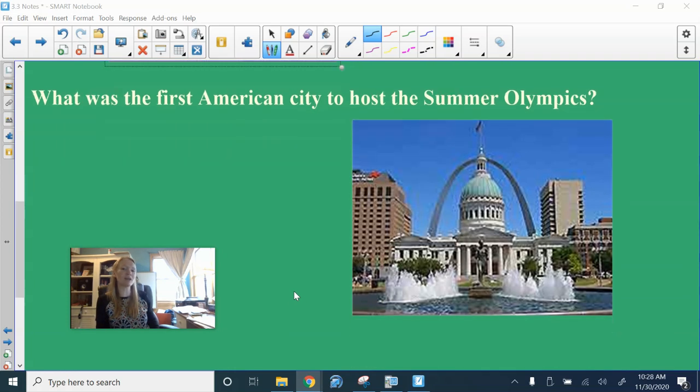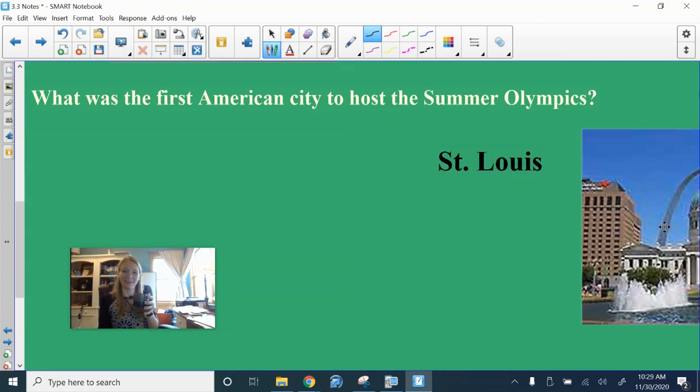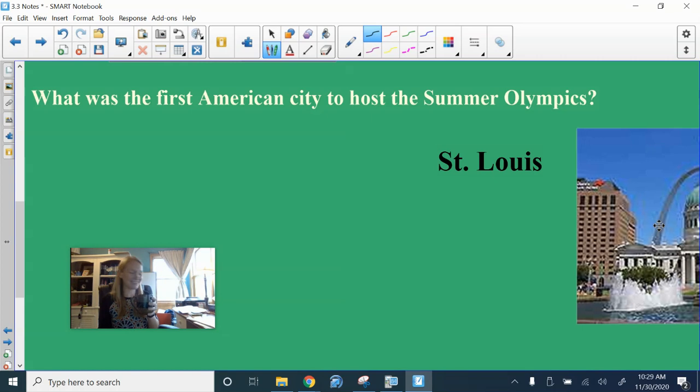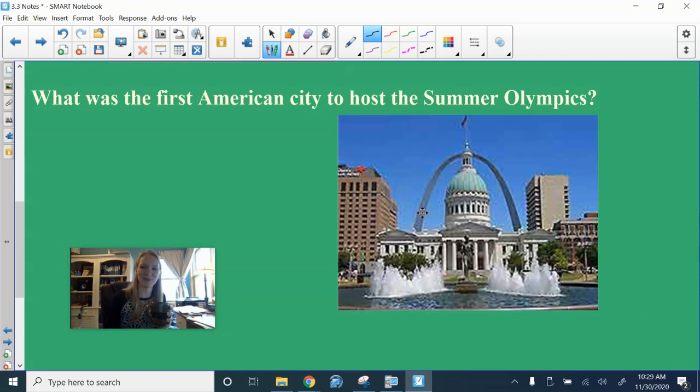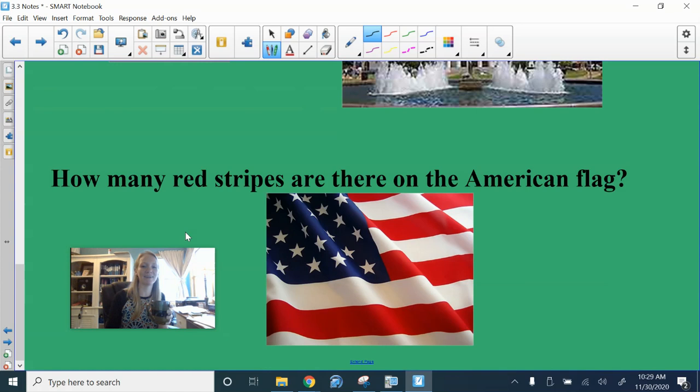Oh, what was the first American city to host the Summer Olympics? I'm going to take a guess at this because of what I see in the background. What city has that big arch? St. Louis. That's my guess. I don't know that for sure, but my guess would be St. Louis because of the arch there. And let's see here. You are right. Very nice. St. Louis, first city to host the Summer Olympics.